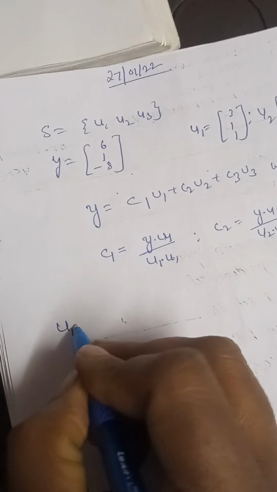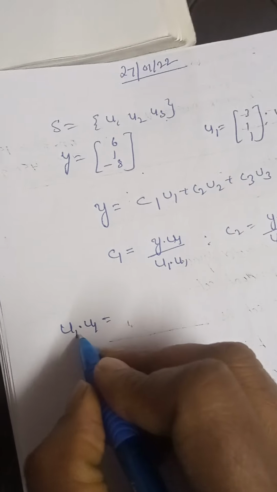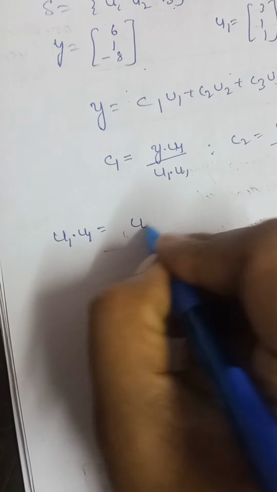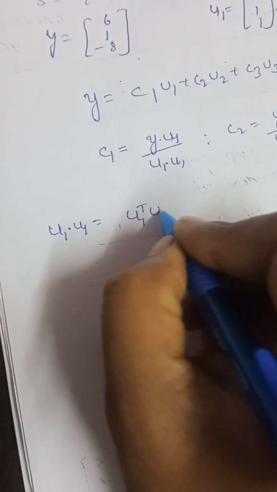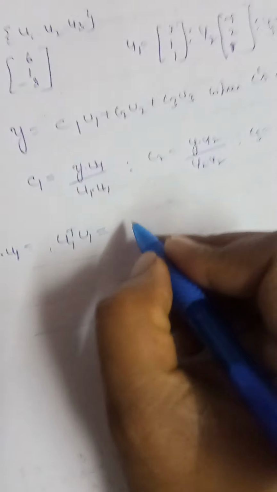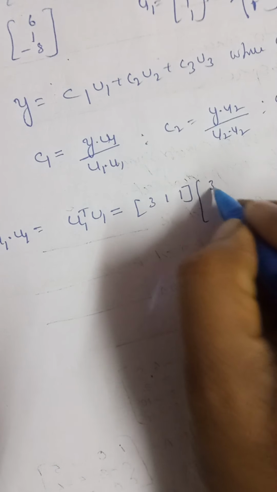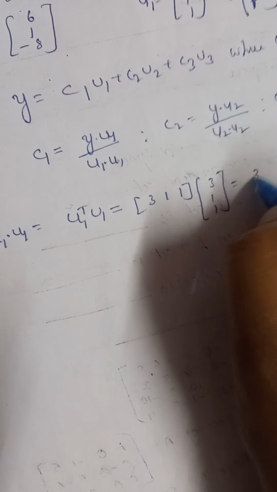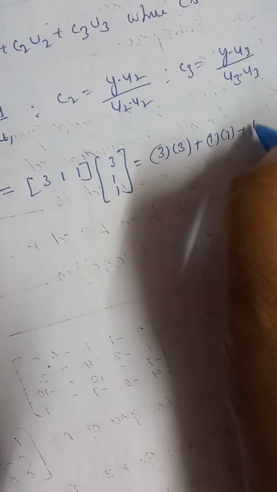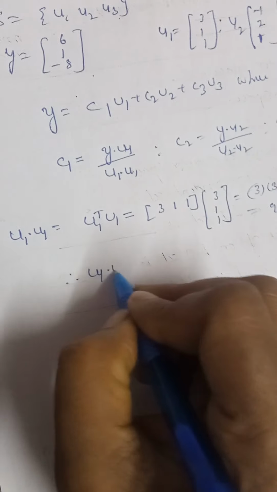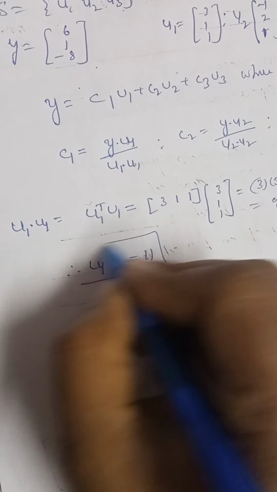First of all, I am finding u1·u1, where dot means inner product. Remember that it is an inner product. Now this can be written as u1 transpose u1. What is u1? (3, 1, 1) transpose. This is equal to 3 into 3 plus 1 into 1 plus 1 into 1, which is equal to 9 plus 1 plus 1, which is 11. Therefore, u1·u1 is equal to 11.